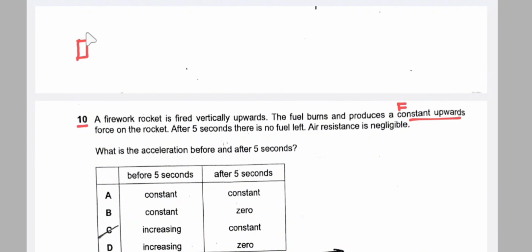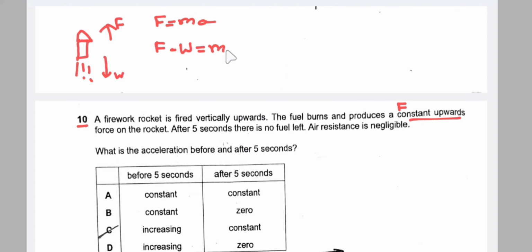Let's suppose this is our rocket. As the fuel is burned, the rocket is moving upwards. So the weight of the rocket is acting downwards and a constant upward force is acting upwards. As we know, the resultant force is equal to mass times acceleration, so the resultant force here is forward force minus backward force, equal to mass times acceleration. That is, F minus mg is equal to mass times acceleration. So this is our original equation to find the values.